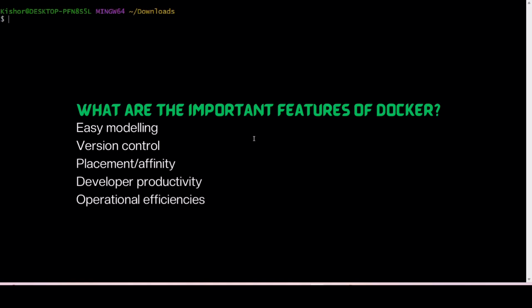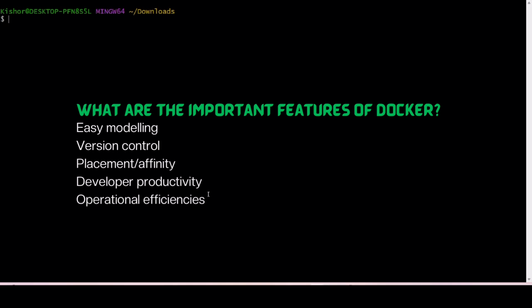What are the important features of Docker? It is very easy modeling, and its version control is very good. Placement and affinity is very good. Developer productivity and operational efficiencies.